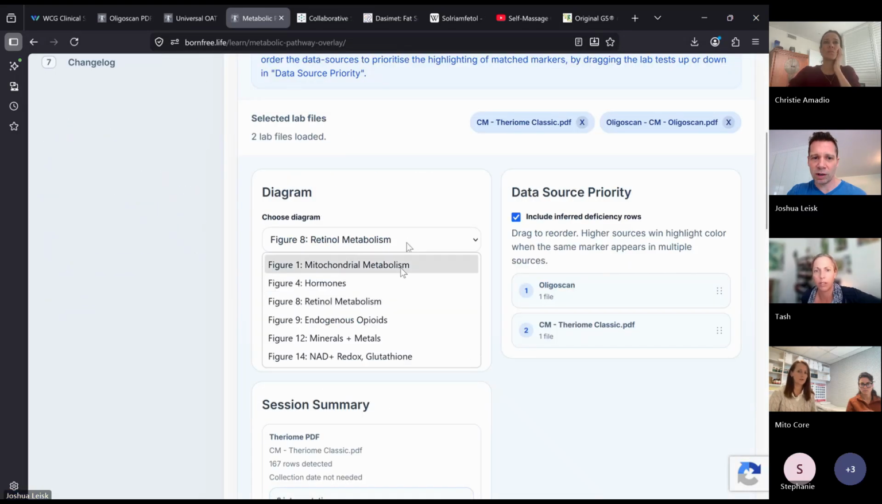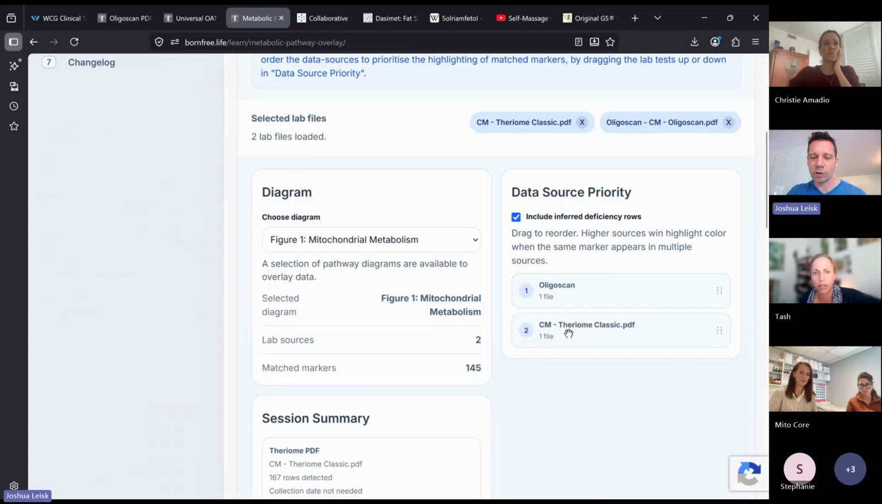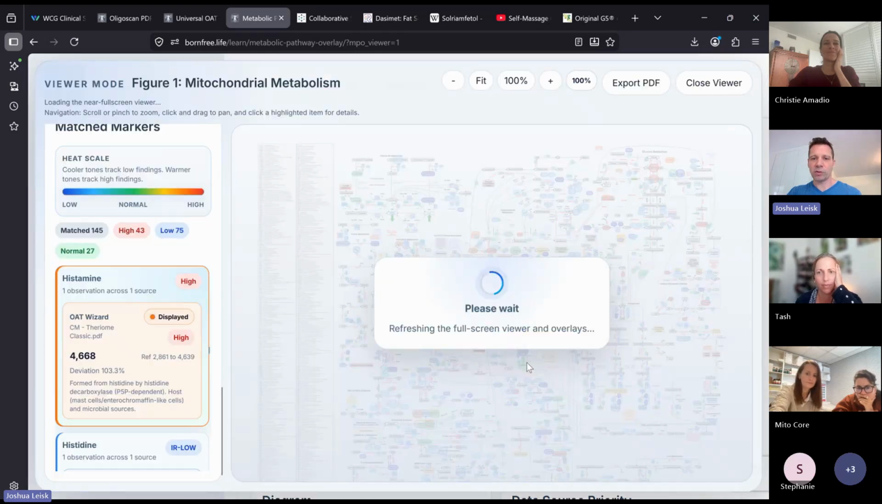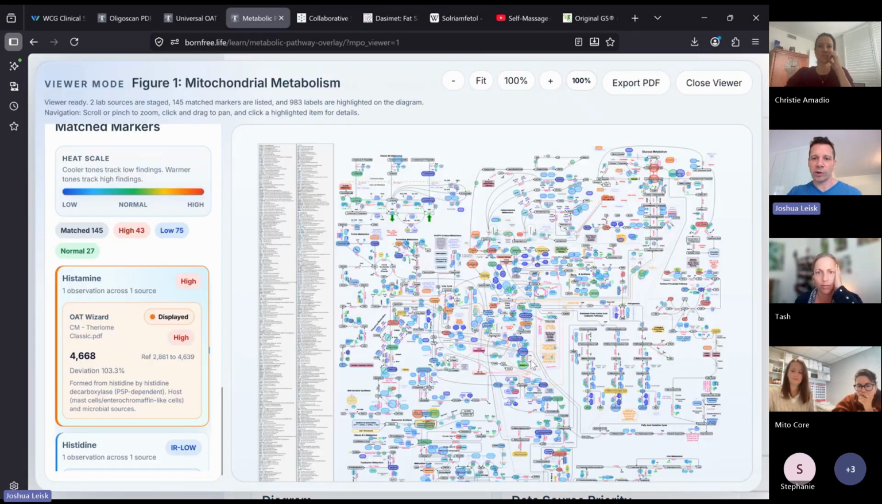So, let's have a look at this. It's a big diagram. It'll just take a moment. Laptop here struggles with this one a little bit. Okay, so this is figure 1 using Theriome Classic.